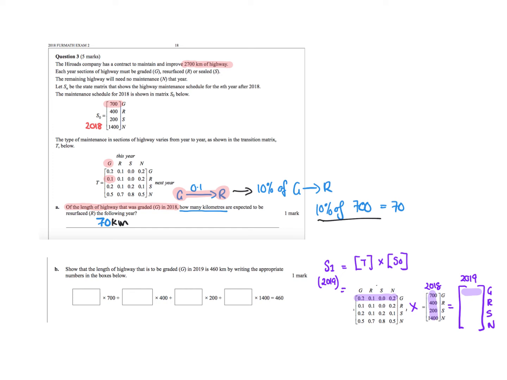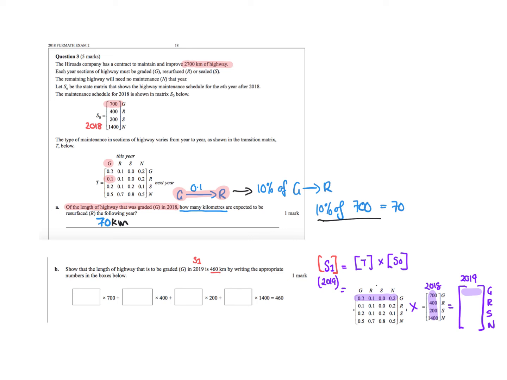Okay, the next one says, show the length of highway to be graded in 2019. Now remember S0 was 2018, so 2019 is S1. Show that the length to be graded is 460. So if we were trying to find S1, what we would do is the transition times the one before.